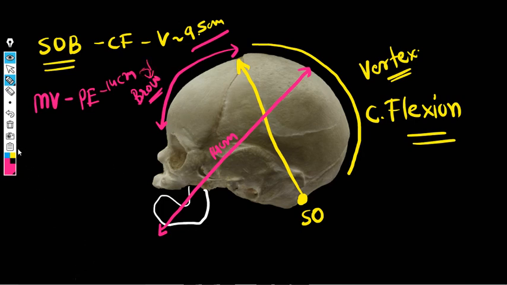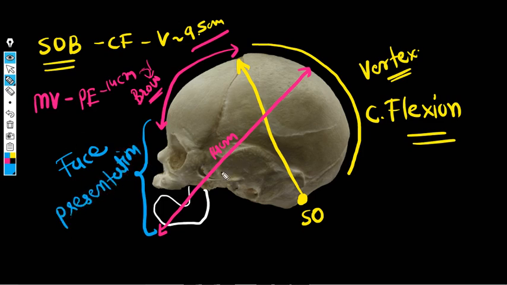Okay, now the third very common presentation is face presentation. When there is a face presentation, this, my friend, is a part of the face. In the face presentation, you will get two diameters of engagement, anterior posterior diameters. The first one will be submentobregmatic, and the other will be submentovertical.